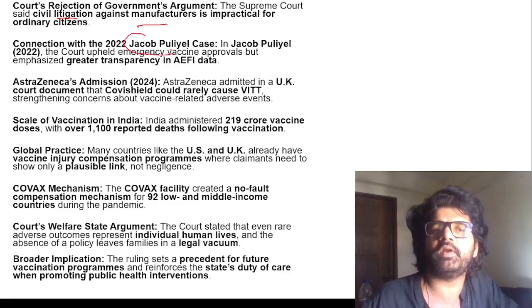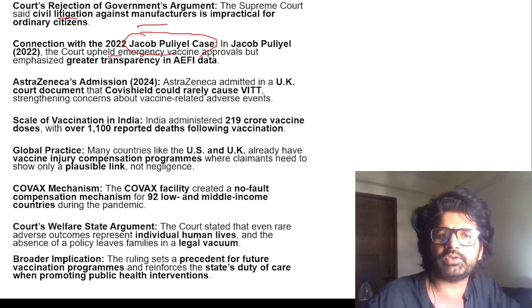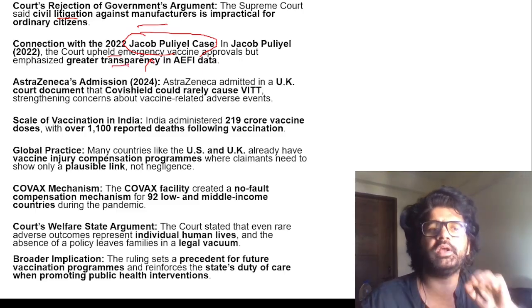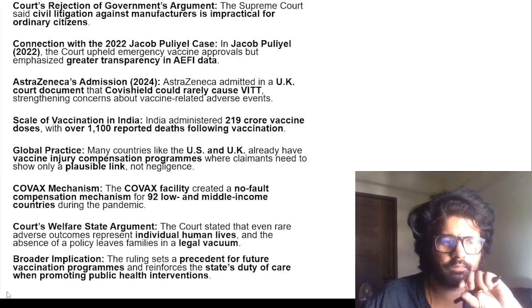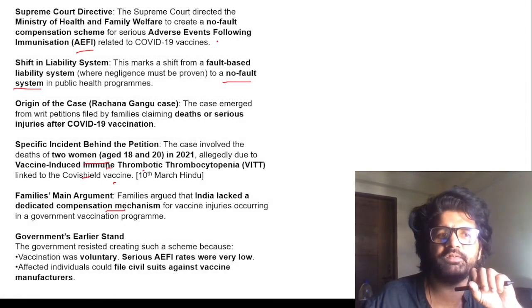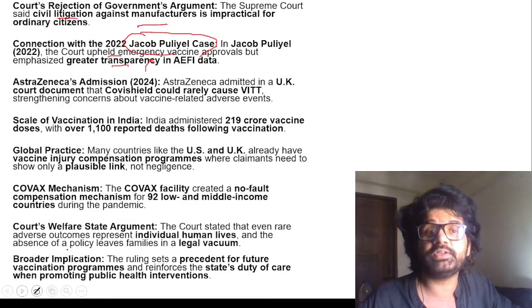And then they gave reference to the Jacob Pulial case 2022, where the court was like, yes, emergency vaccine approval has to be given, but there has to be greater transparency. How many people are suffering from vaccine-induced adverse events following immunization? Government has to give clear and transparent data, because this is a reality.